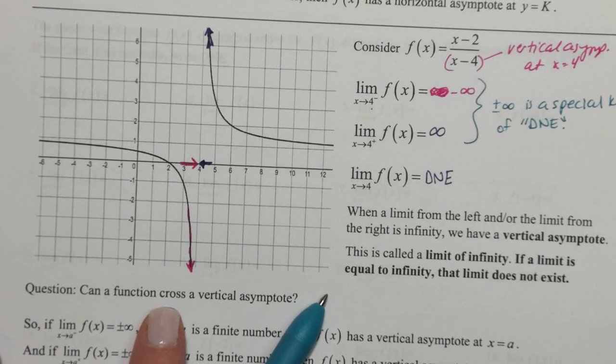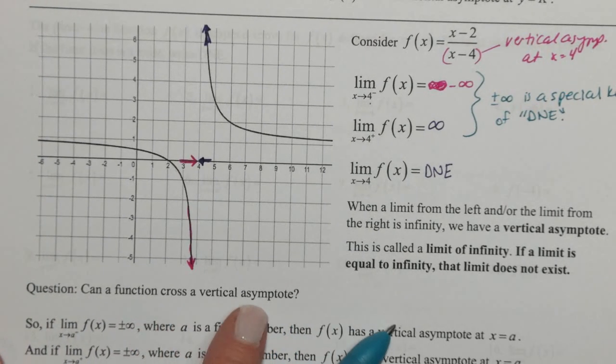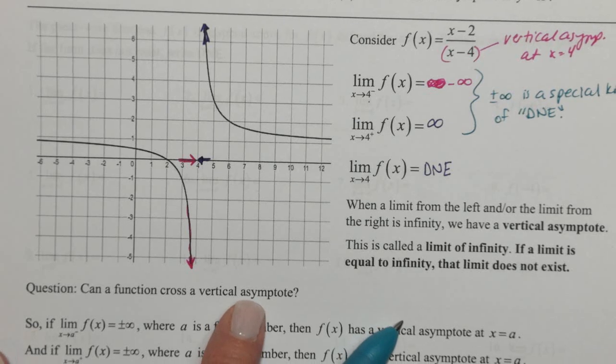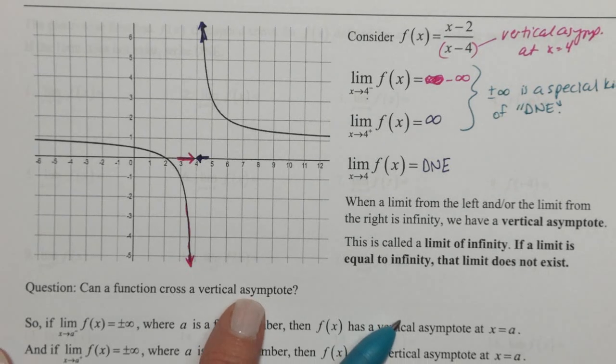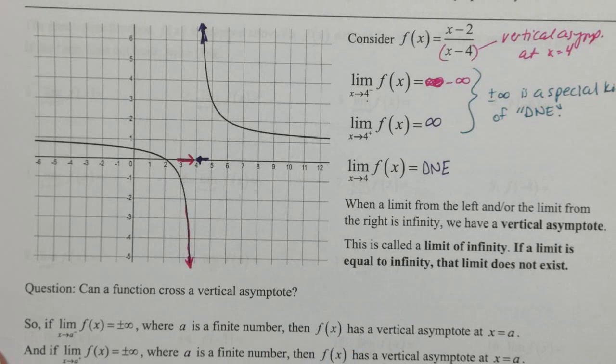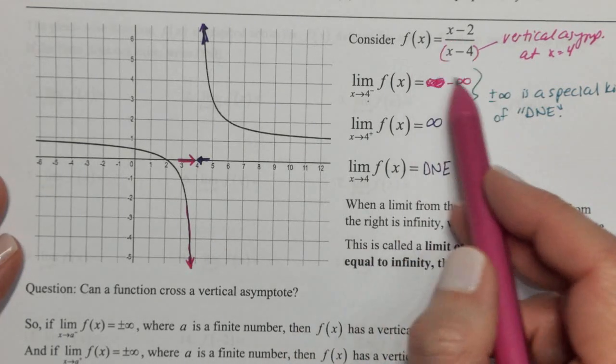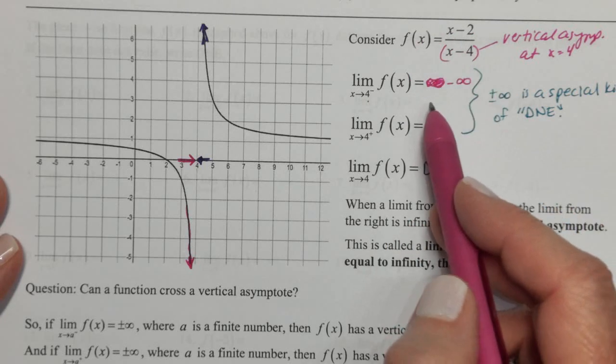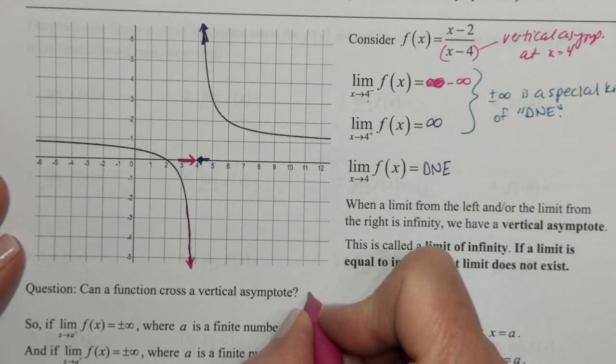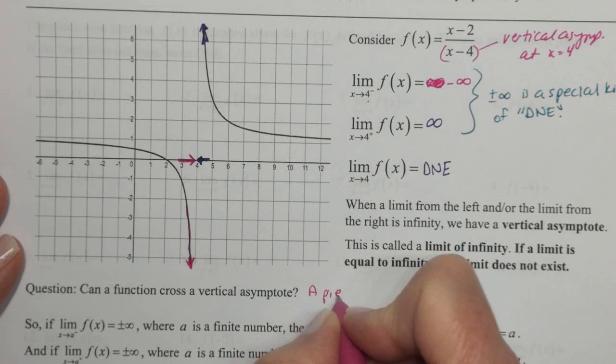Can a function ever cross a vertical asymptote? I would let my kids in class answer that, but most of them would say, I don't think so. A single equation for a function would not cross a vertical asymptote, but a piecewise function can.